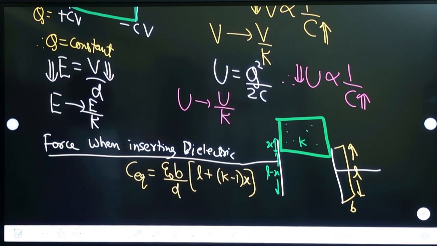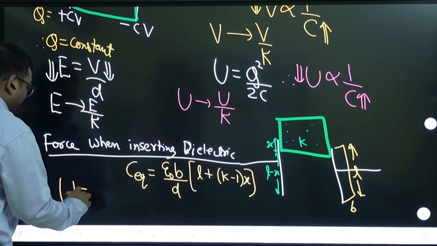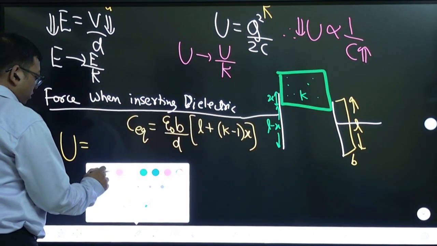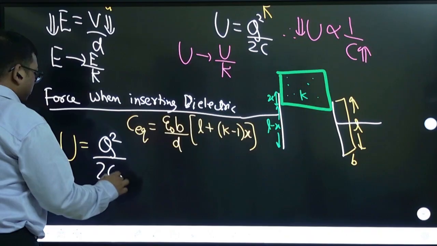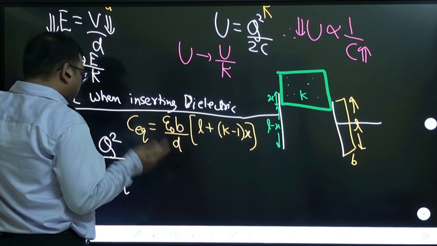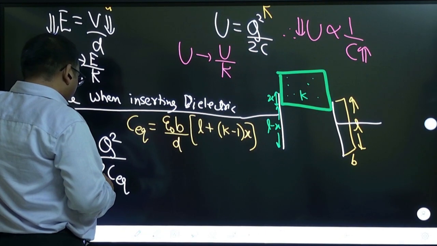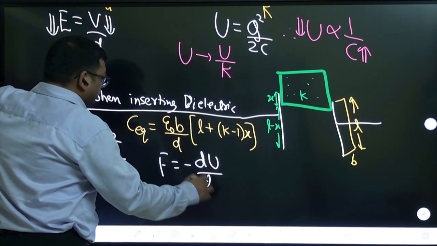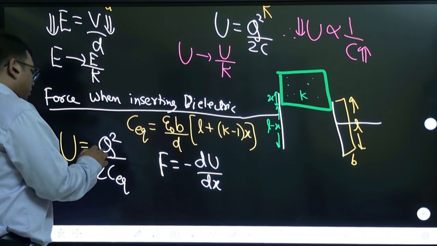So how to write the energy formula now? Because remember charge is constant, so write in terms of charge. Energy will be Q square by 2C equivalent. Q was already some constant, C into V previously. It is constant. So force is equal to minus dU by dx. How do we now calculate this force? Note that charge is constant.